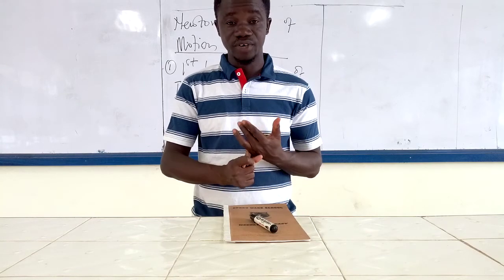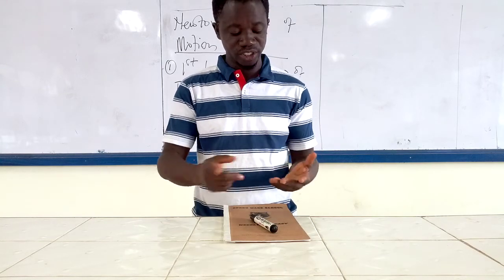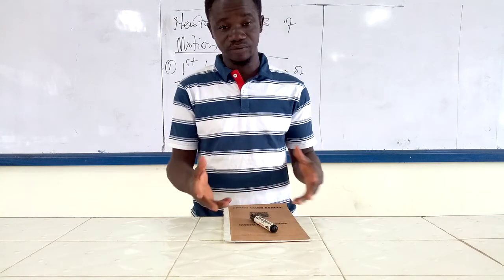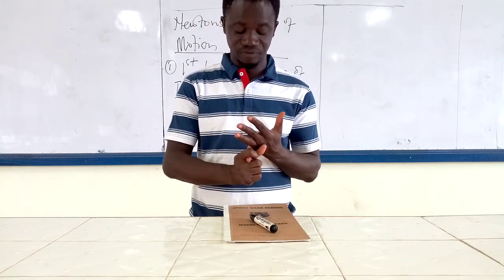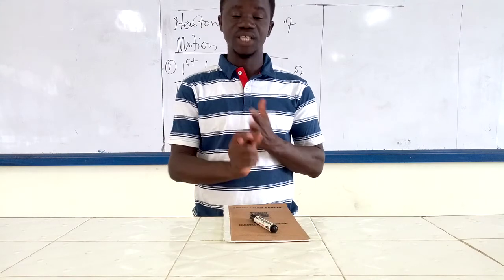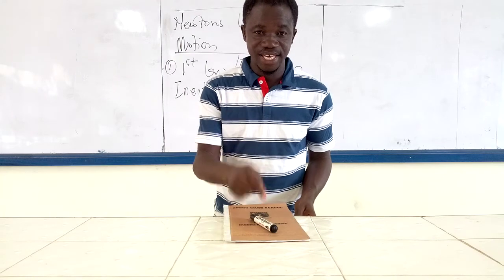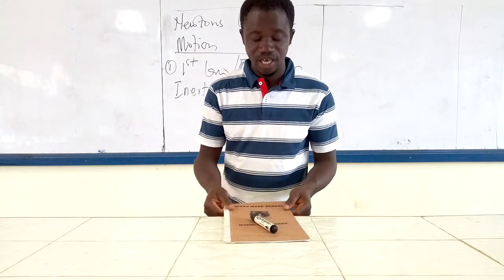We can have state of rest, state of uniform motion, state of direction. We have so many types of inertia, but at your level, you're only supposed to know inertia of rest and inertia of uniform motion. So this pen is in a state of inertia, which is inertia of rest.